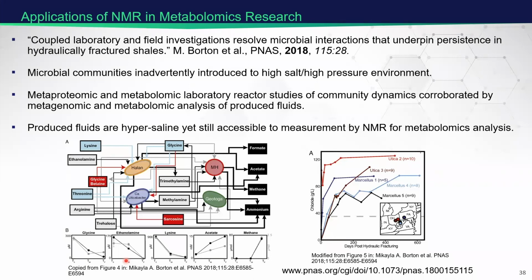These bacteria were under enormous selective pressure of high salinity, low oxygenation, and high pressure, and seeing the strategies that they used to survive in this environment made for a really interesting study. As you can see in this network, certain metabolites were identified. Glycine betaine, for example, was not only an osmoprotectant, it was also being used by this Halanaerobium bacteria for energy. They were able to map out all these interactions, and NMR metabolomics played a key role in this.